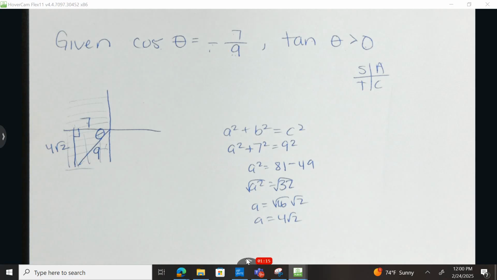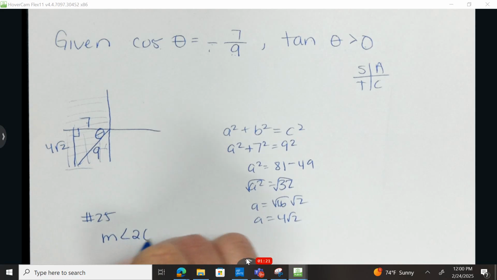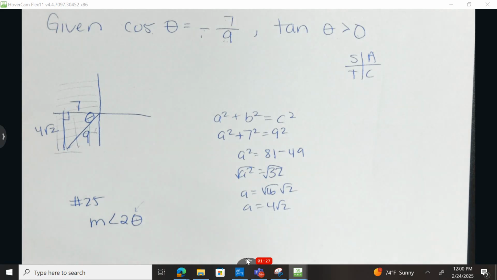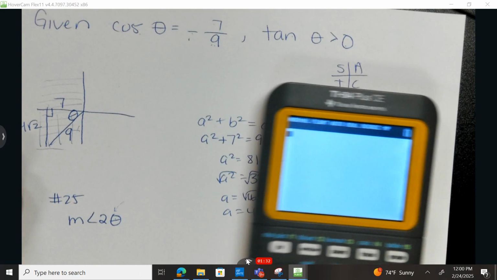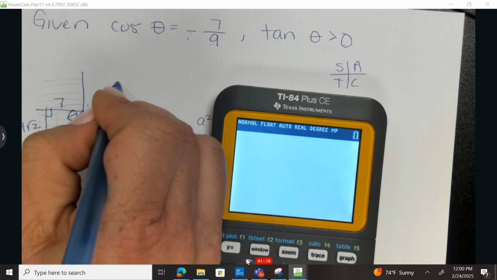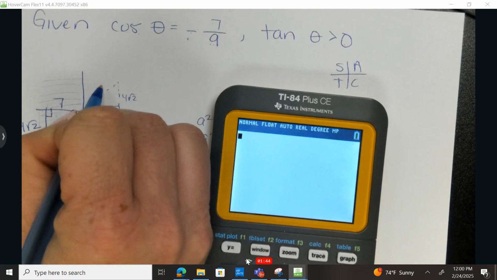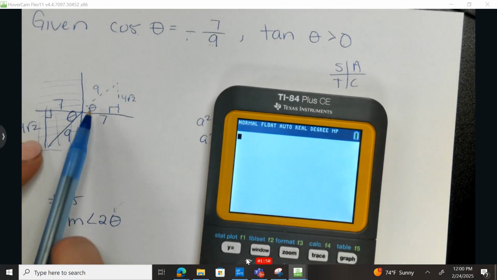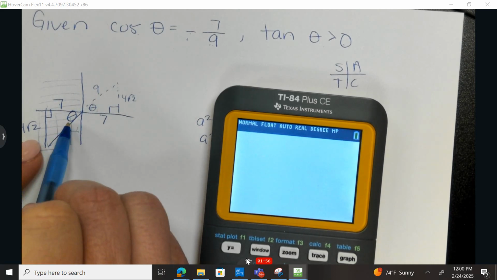Okay, so for number 25, we are asked to find the measurement of twice this angle. So let's figure out this angle, and then let's just take it times 2. Now, what are ways that we can do this? The first thing I need you to do is make sure that your calculator is in degrees, which mine already is. So let's just think about quadrant 1 right now. If we had this triangle, I'm going to draw this exact same triangle. If we had this triangle, this side would be 7, this side would be 4 square roots of 2, and this side would be 9. Okay, so there's my triangle, right? And if I know this angle, I can quickly find out what it is to go from here all the way over here, and I'm going to demonstrate that.